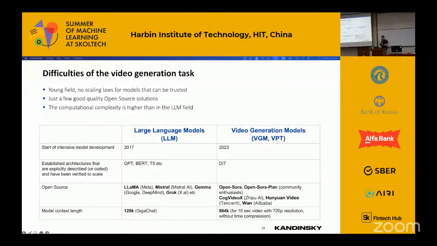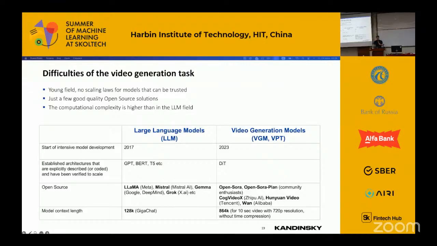In video generation, not so many. So we cannot trust others; we can trust only ourselves. So we need to reproduce such experiments. That is really important. Moreover, as I said, we have just a few good quality open source solutions. I think only one that we can base on, and it's really good. Another difficulty is that the computational complexity is higher than in the LLM field.